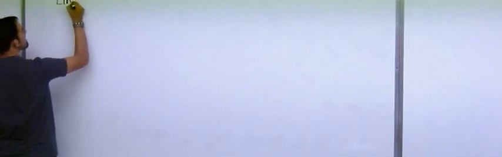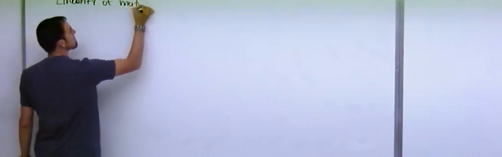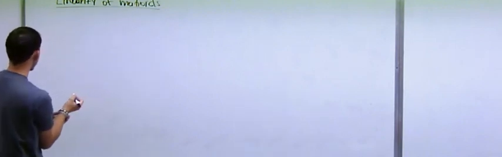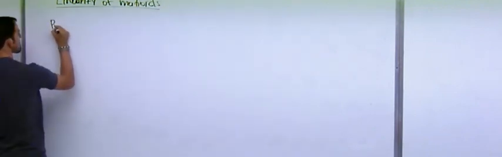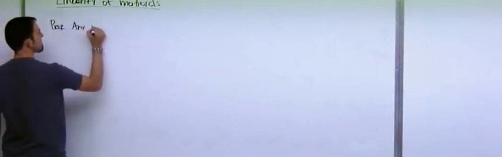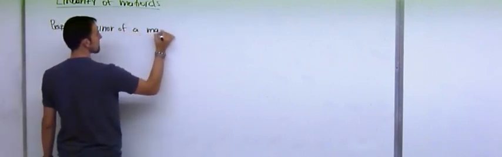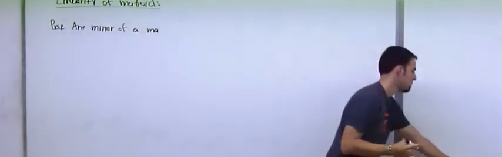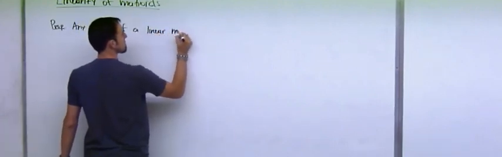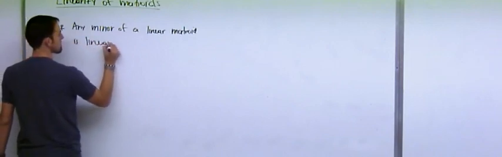What about linearity? Well, here again we're going to use the fact that any minor of a matroid, any minor of a linear matroid, is linear.